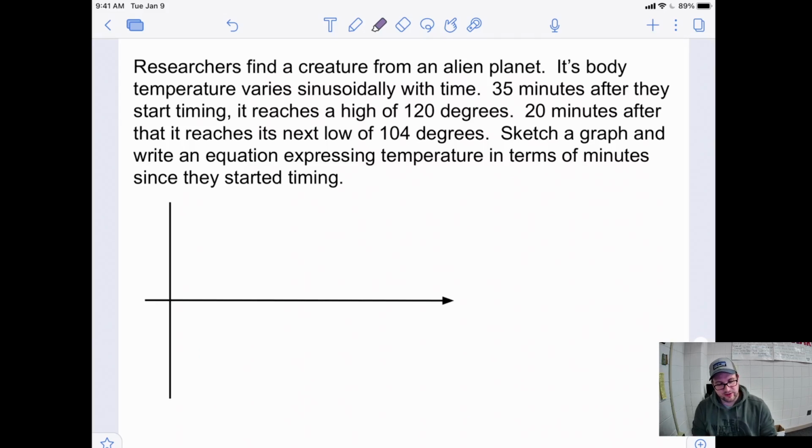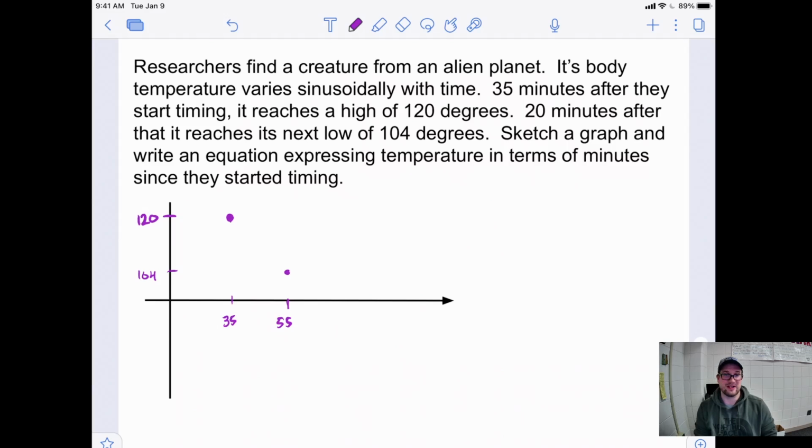So here is what we know. We know the high temperature of this alien is 120 degrees. We know the low temperature of this alien is 104 degrees. They found out that 35 minutes after they started timing, it reached its high temperature. And then 20 minutes after that, it reached its first low temperature. So 20 minutes after 35 would be at 55 minutes. It's going to reach its low temperature.